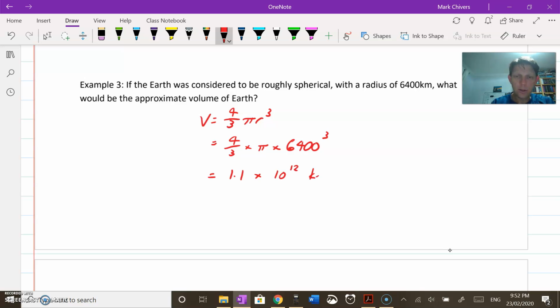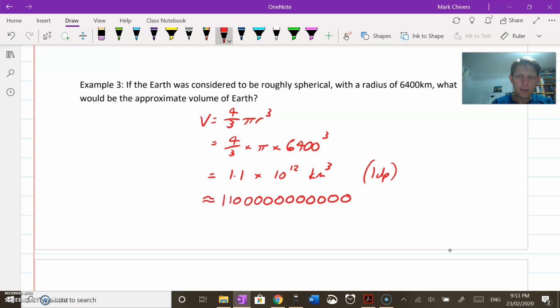And that's in kilometres cubed. 10 to the 12th means to see it properly, we'd have to move the decimal place 12 times. So 1, 2, 3, 4, 5, 6, 7, 8, 9, 10, 11, 12. Obviously roughly, because we rounded at this step here, we rounded to one decimal place. So this is an approximation, so I probably should actually just say an approximation there.